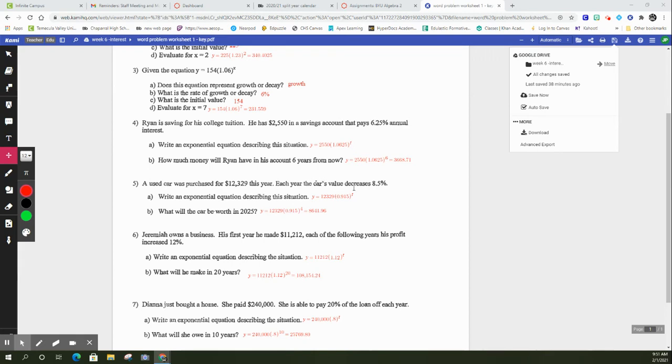All right, a used car was purchased for $12,329 this year, so 2021. Each year, the car's value decreases by 8.5%, right? An exponential equation. So you got your initial price, and then the 0.915 that's coming from 1 minus r, 1 minus 0.085.